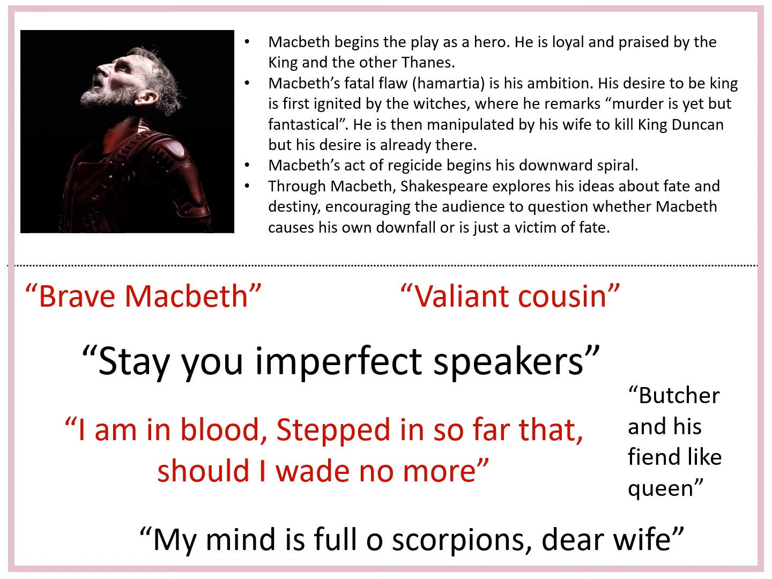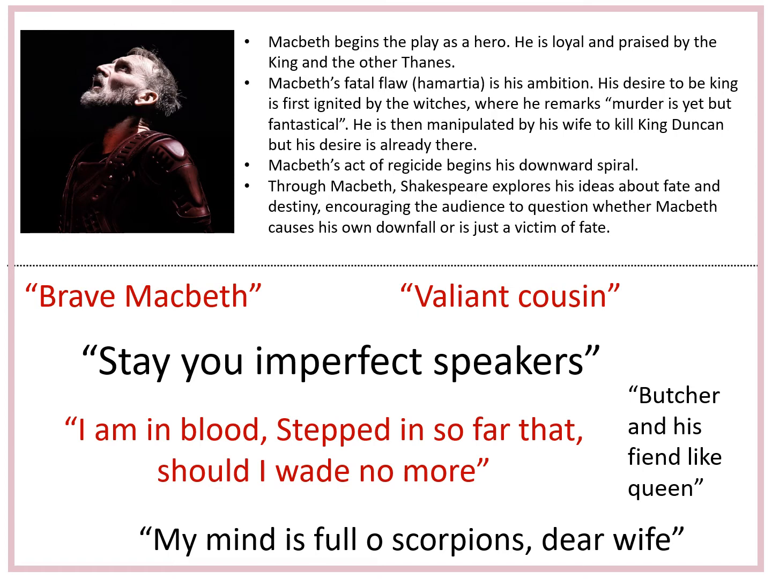therefore achieve his desires. He is then manipulated by his wife to kill King Duncan, but it's clear that his desire is already there. He asks the witches to "stay, you imperfect speakers", showing us that Macbeth acknowledges that the witches aren't to be trusted. However, his ambition has already been ignited, so he ignores the warning signs.